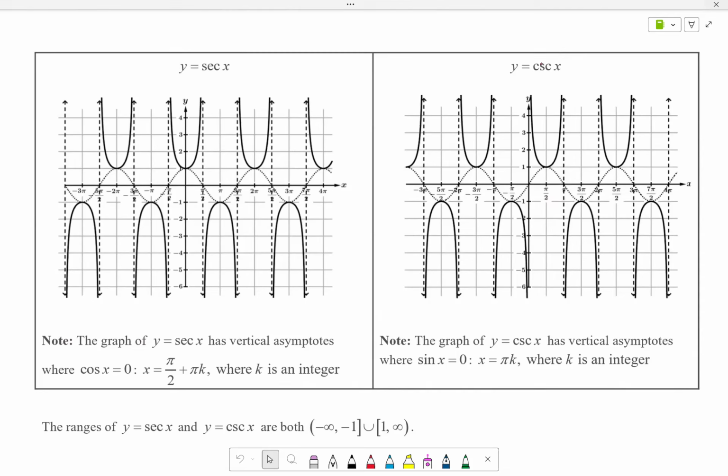The secant and cosecant. Domain, sine and cosine. Too easy. Domain. No questions?